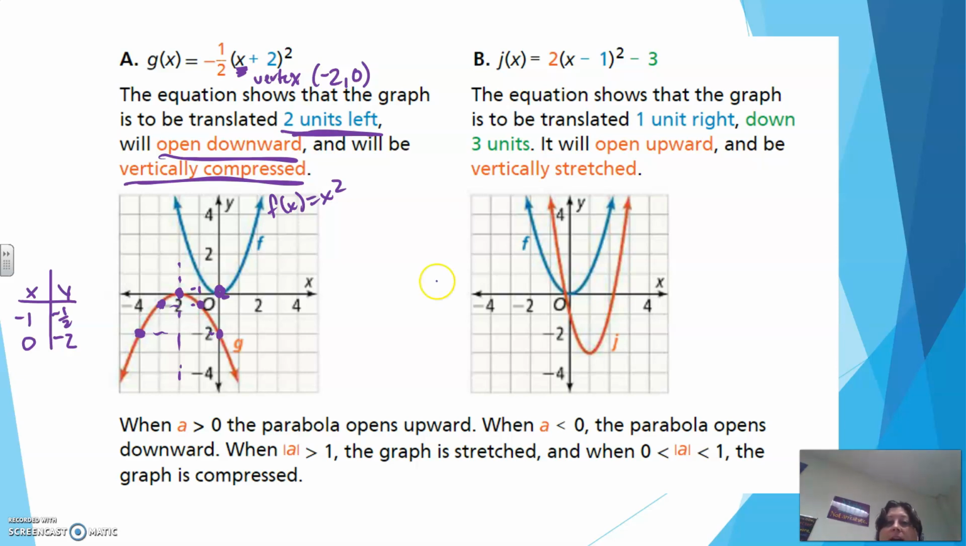Okay, and then you can see the same thing on the right-hand side. We shifted it 1 right, 3 down, which means the vertex is at 1, -3. And again, it's a vertical stretch, so it's steeper. You could make that t-chart again.